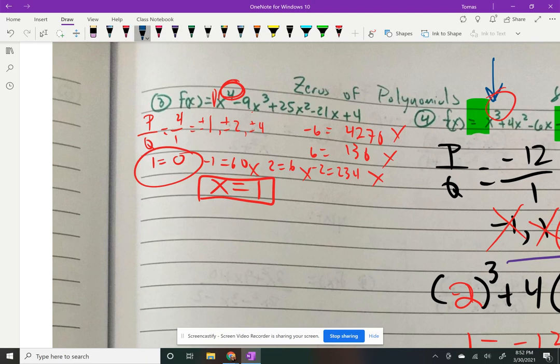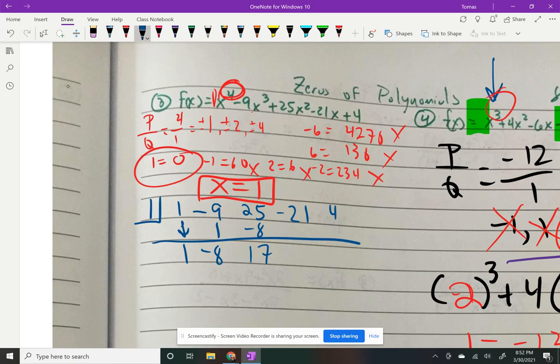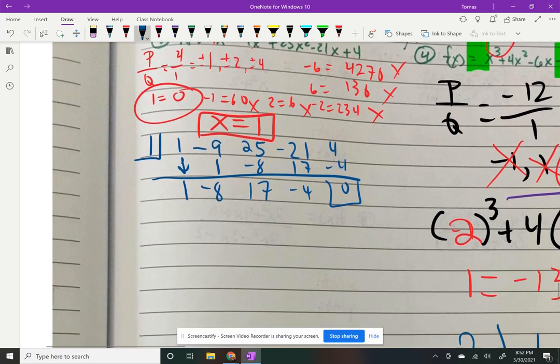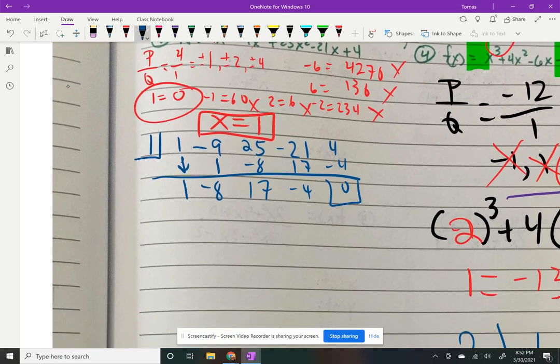So now what we're going to do is use this to synthetically divide. So we have 1, -9, 25, -21, and 4. Okay, I bring down the 1. This becomes 1. This becomes an 8. This becomes a -8. This reduces to 17. And then that would be 17, which would be -4. And that is perfect because now we get a 0 remainder. Okay, so now using synthetic division, I have to convert this to a new polynomial.